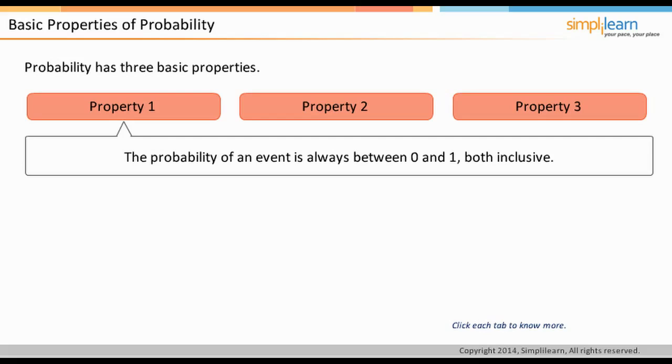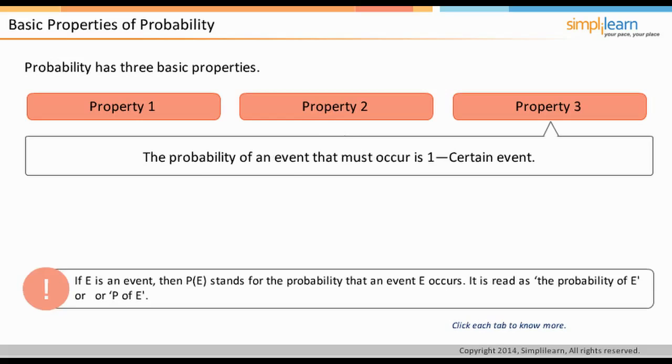Property 1 states that the probability of an event is always between 0 and 1, both inclusive. According to Property 2, the probability of an event that cannot occur is 0. In other words, an event that cannot occur is called an impossible event. Property 3 states that the probability of an event that must occur is 1. In other words, an event that must occur is called a certain event. If E is an event, then the probability of its occurrence is given by P of E. It is also read as the probability of event E.